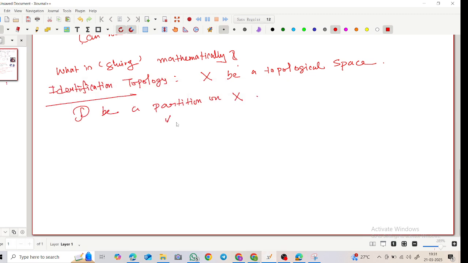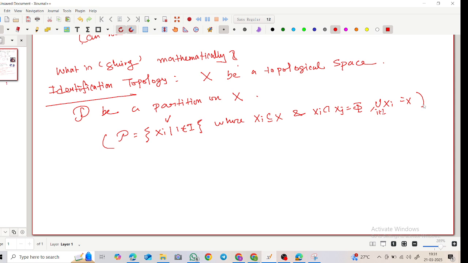So by partition we mean, basically P is a collection of Xi, with i belonging to a capital I maybe, where each Xi is a subset of X, and Xi intersection Xj is empty, and the union of the Xi is X. So basically if you take the union of all those Xi's you get X, but they are disjoint and all that. Okay.